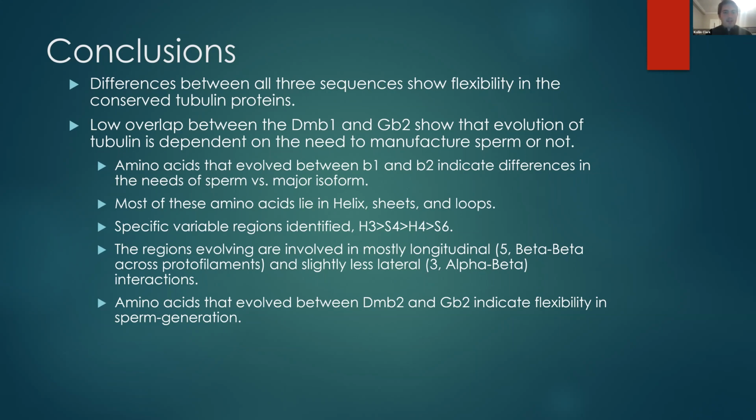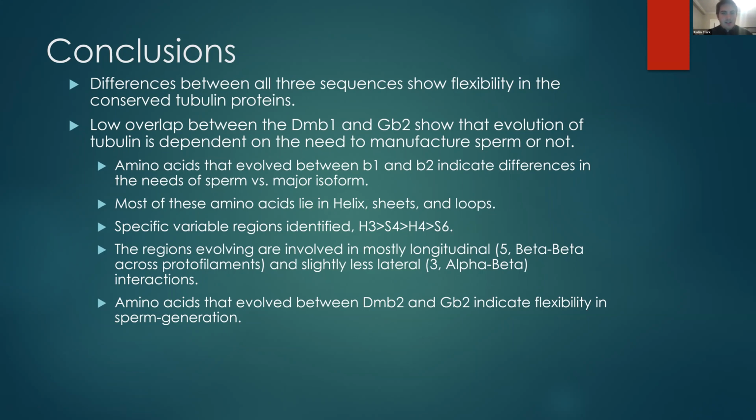And then again, like I mentioned, most of these amino acids lie in variable regions like helices, sheets, and loops, with specific variable regions identified as, in order of most variation to least variation, helix 3, sheet 4, helix 4, and sheet 6. And then the rest of the characteristically different variable regions were in unlabeled loops.